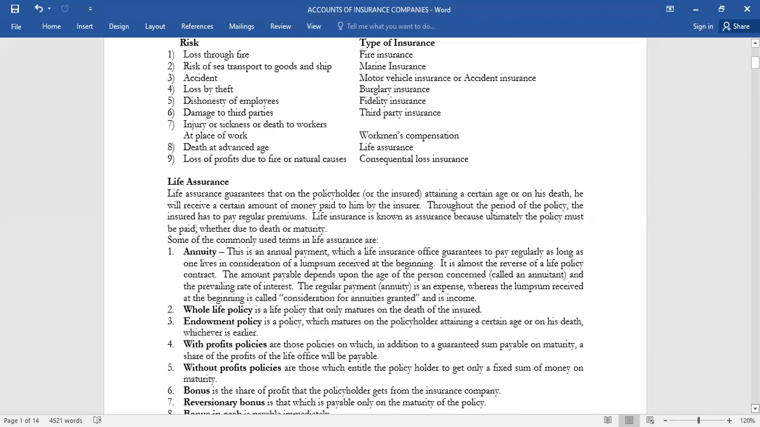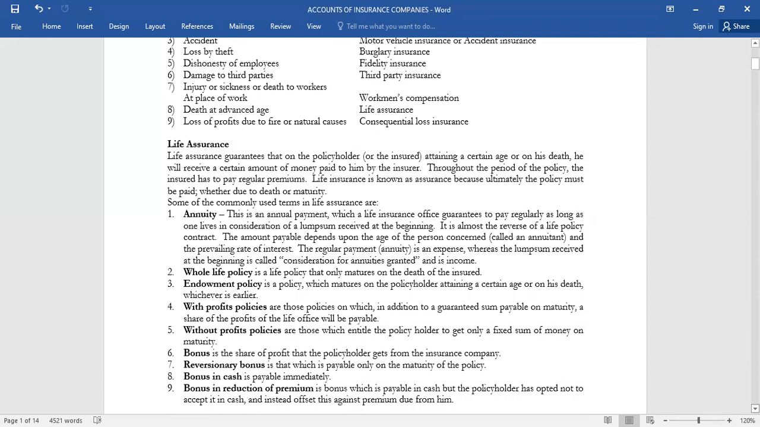Now, I want us to have a perspective at life assurance. As I said earlier, life assurance is taken against the life of the person who is being insured, the policy holder. Life assurance guarantees that the policy holder, after attaining a certain age or on the eve of his death, will receive a certain amount of money, and this will be paid by the insurer to the beneficiary, or to them if it was a whole life policy.